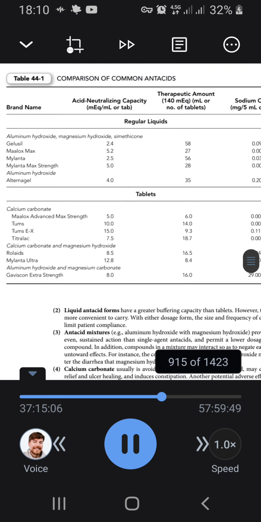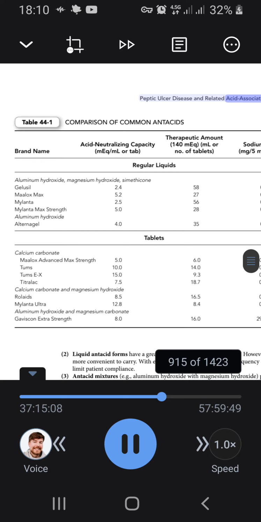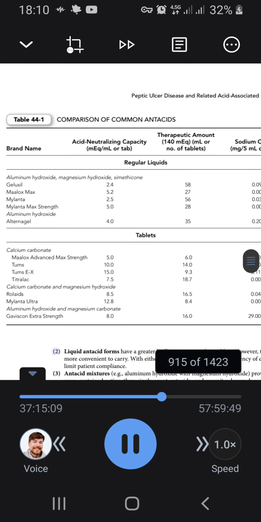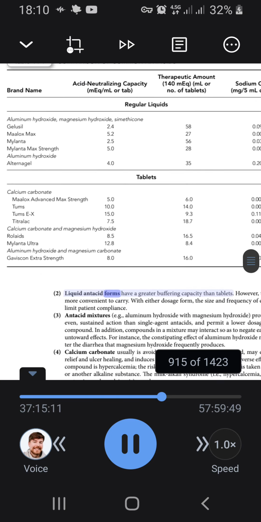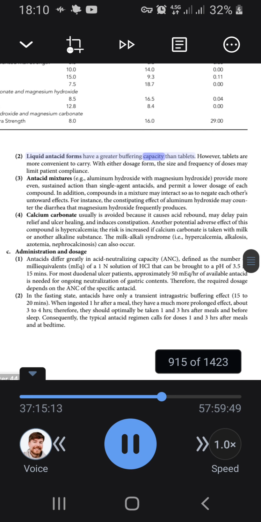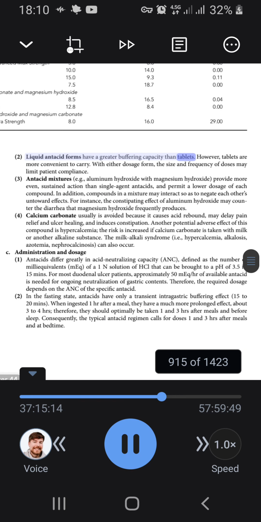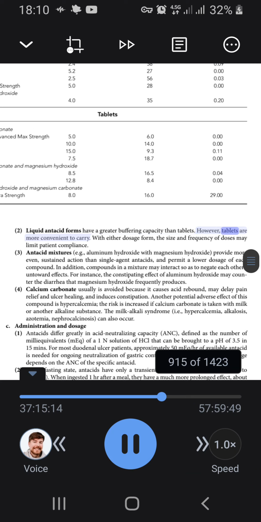Peptic ulcer disease and related acid-associated disorders, 893. 2. Liquid antacid forms have a greater buffering capacity than tablets. However, tablets are more convenient to carry. With either dosage form, the size and frequency of doses may limit patient compliance.